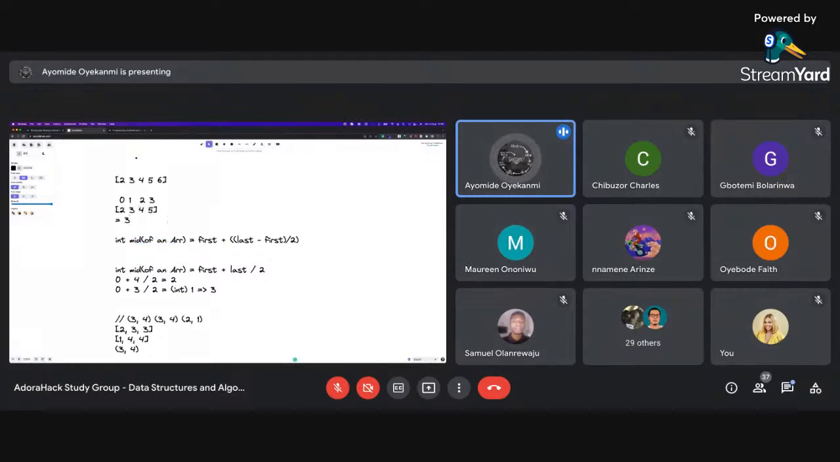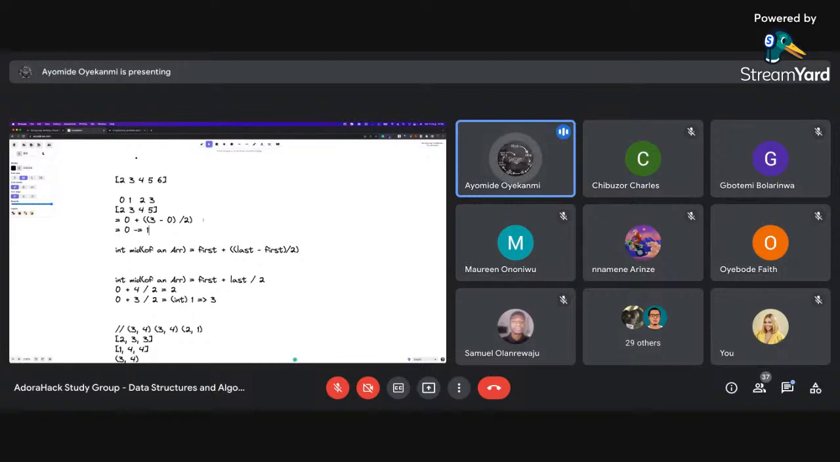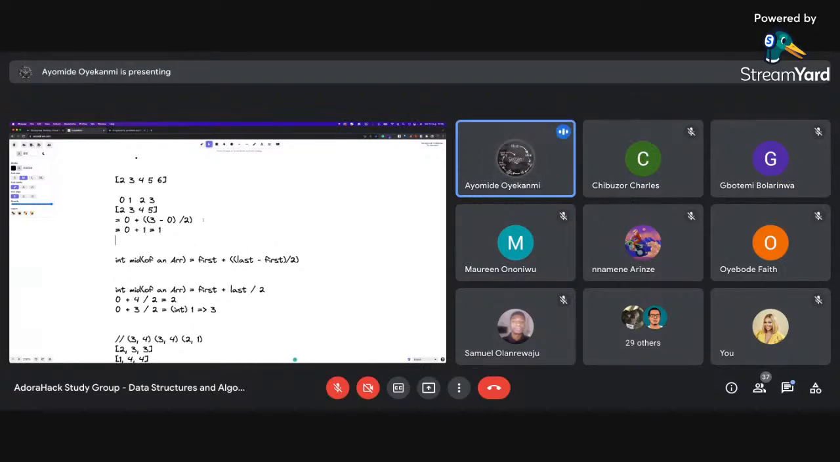So if we do first plus last, this would be like 0 plus, 3 minus 0, divided by 2, right? 3 minus 0 divided by 2 is something like 1 point something. This comes to 1. So it's like 0 plus 1. And that gives me 1. And the array at 1 is what? Is 3, right? So that would be the mid.